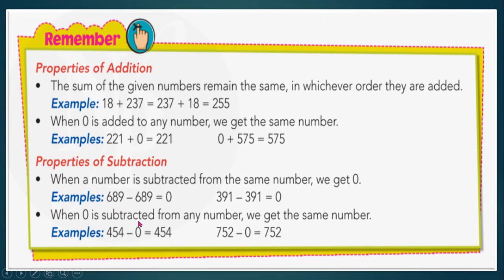So when 0 is subtracted from any number, we get the same number. So now if you subtract 0 from any number, you will get the same number. 454 minus 0 is equal to 454. Another example is 752 minus 0 is equal to 752. So if 0 is subtracted from any number, you will get the same number. Similarly, if you add 0 to any number, you will get the same number. So these are very simple properties you can remember without much effort.